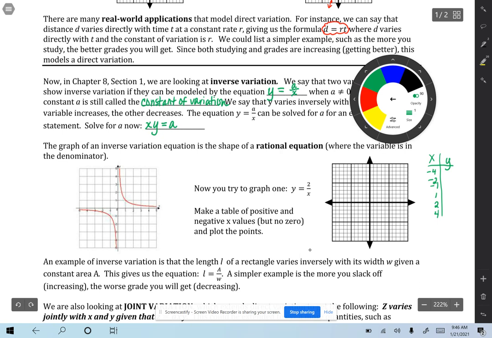So let's start with -4. 2 divided by -4 is -1/2. 2 divided by -2 is -1. 2 divided by -1 is -2. 2 divided by 1 is 2. 2 divided by 2 is 1. And 2 divided by 4 is 1/2. And now we can plot it.